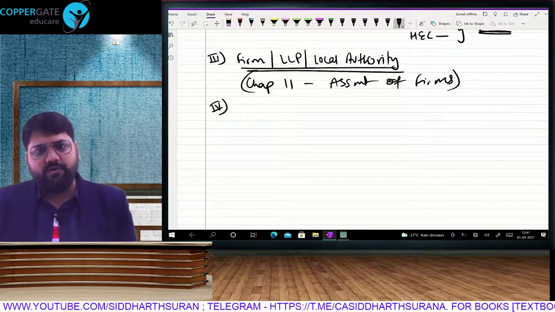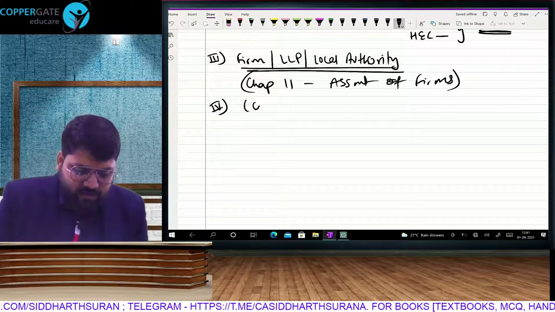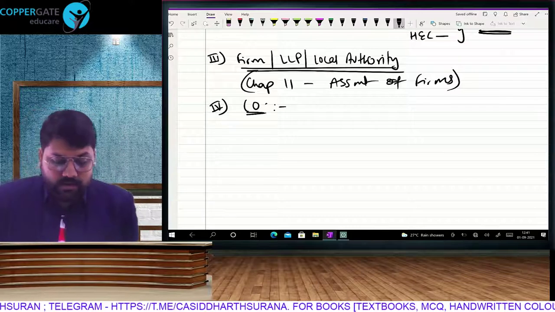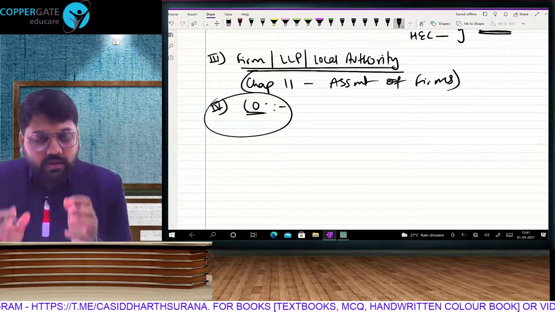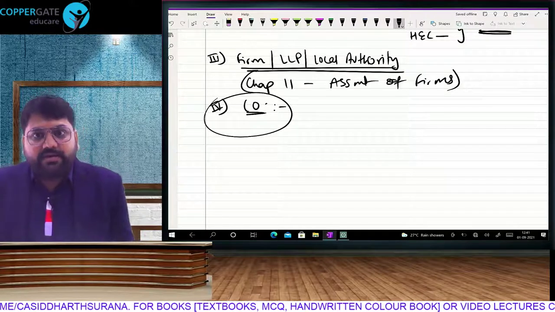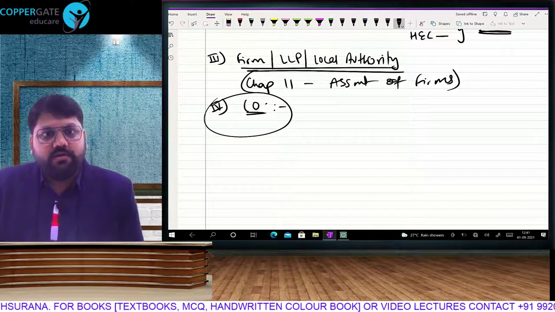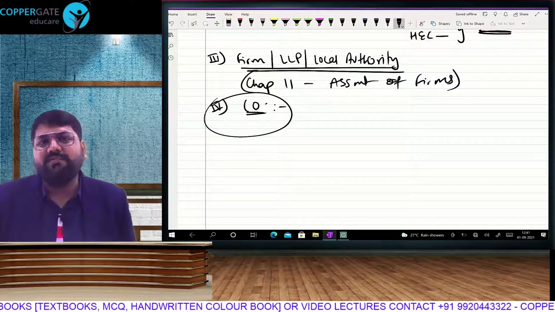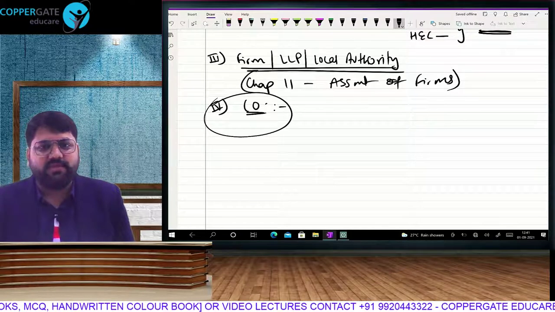Individual, HUF, AOP, BOI, AJP, firm, local authority, 6 done, only 1 left, as rightly pointed out, company. Please understand, as a CA final student, this becomes the most important aspect for you. Think about it. You are going to become a chartered accountant in the next few months. And once you are a chartered accountant, doing tax calculation of individual and HUF is not your level. For such calculations, you will be hiring articles in your firm, no?